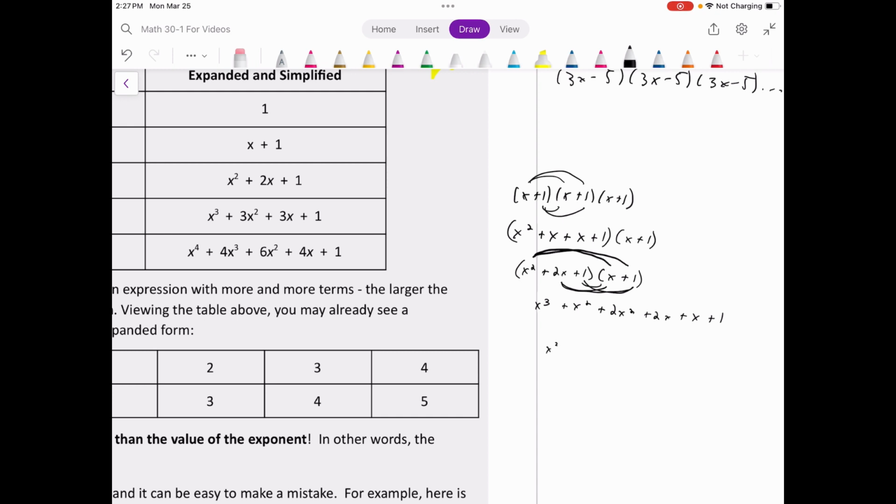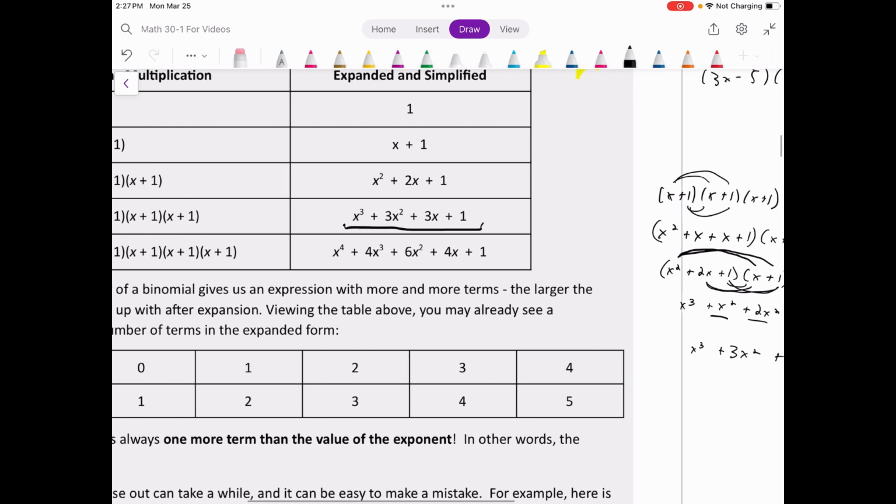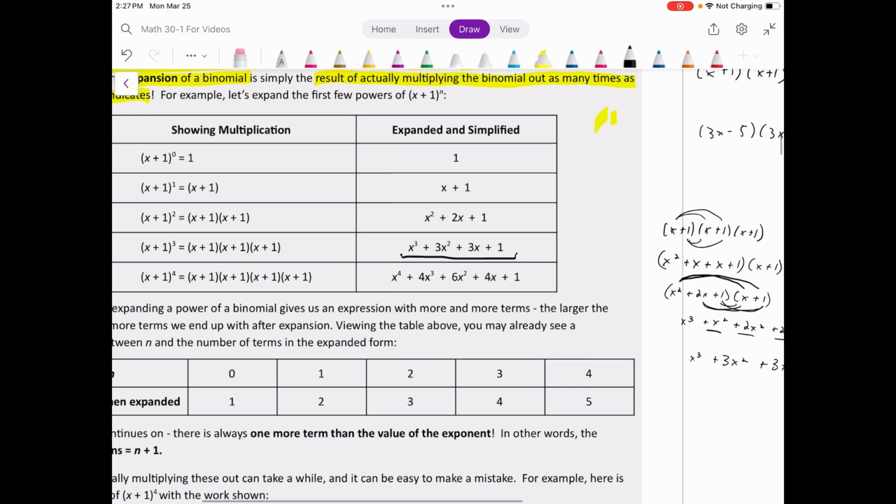And if we collect all our like terms, sure enough, we've got x cubed. I see an x squared plus 2x squared. That gives us 3x squared. And then a 2x plus an x. That gives us 3x plus 1 over there, right? And sure enough, that's what they had here. Just kind of showing you the work that's going on behind that, right?